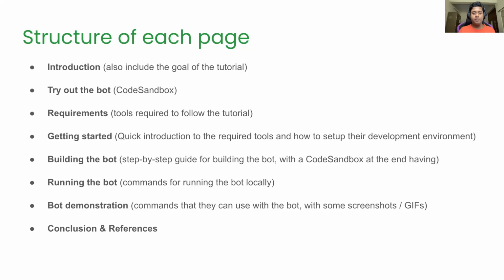Building the bot is the main section where we include the step-by-step guide. Running the bot contains commands for running the bot on the user system. The bot demonstration section contains the commands that can be used within the bot, along with some screenshots or GIFs if required. At the end, we have the conclusion and references section where we include any links that the users can go to for knowing more about a particular concept related to the bot.